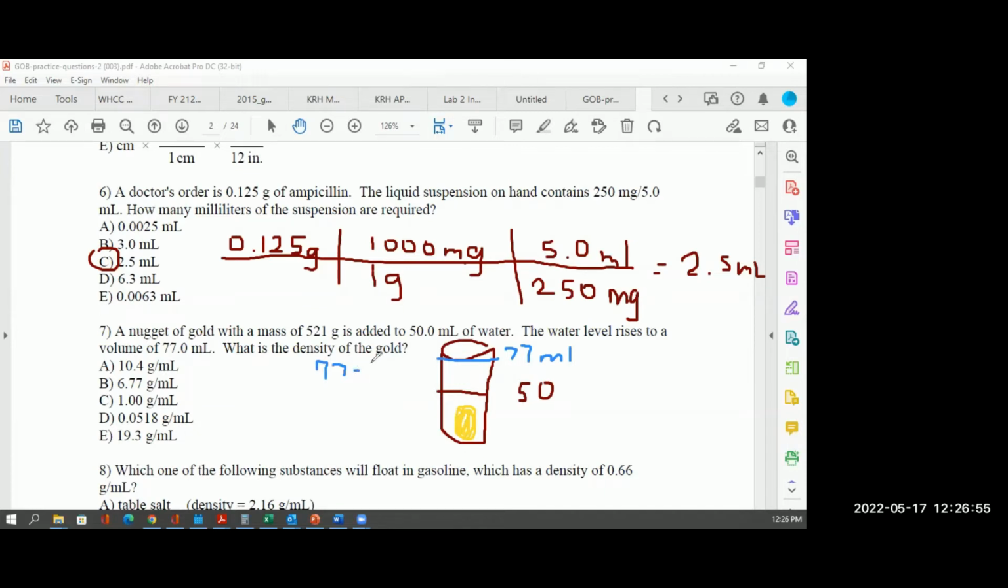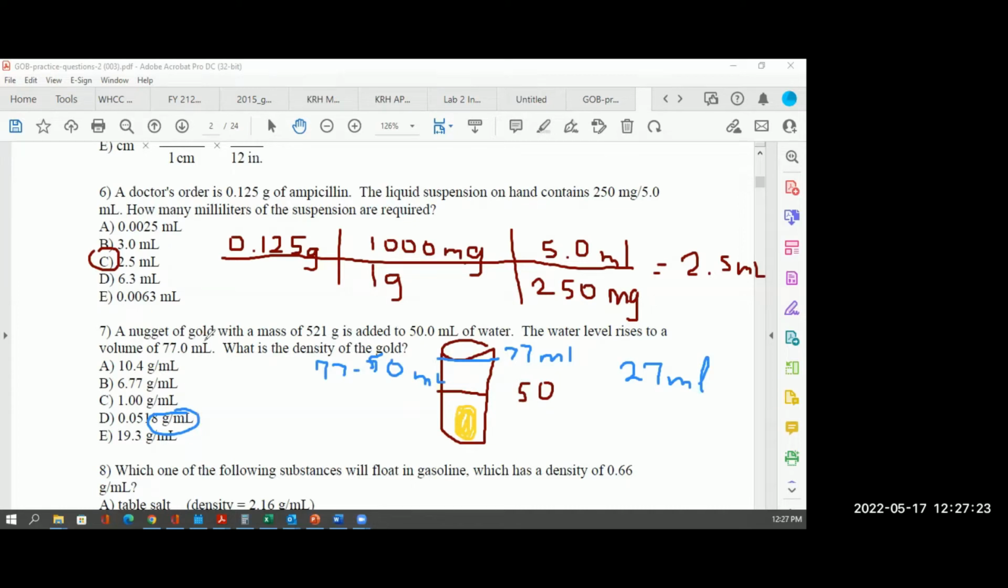0.0518 grams to milliliters. Now look at the units, because what did you just tell me? 77 minus 50, and that's milliliters, right? So that's 27 milliliters. Now, if we look at those units, they're all grams per milliliter, right? The answer is kind of giving me how I should have it set up.